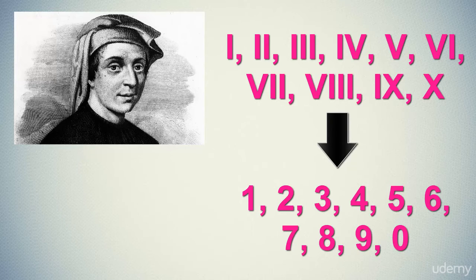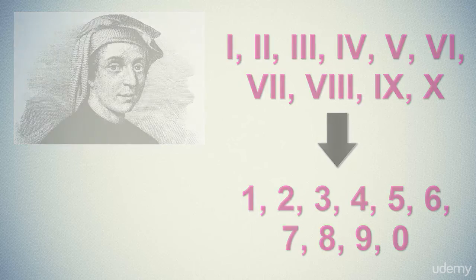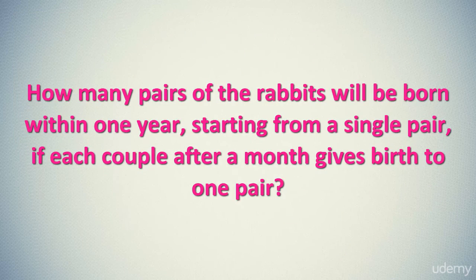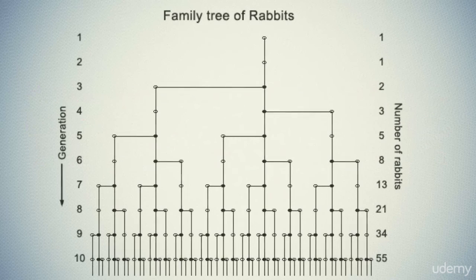Here is the problem of Fibonacci that is introduced. How many pairs of rabbits will be born within 1 year, starting from a single pair, if each couple after a month gives birth to only one pair? This is the rabbits' family tree. The diagram shows the family tree of the rabbits with a logarithmic acceleration. If such a sequence ran for several years, the number would become astronomical.